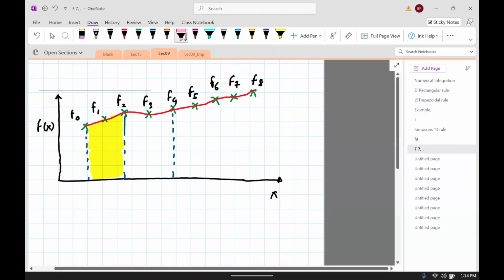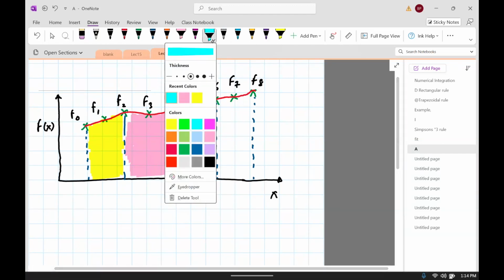Next, I will take the next 3 points, fit the quadratic. Next, take these 3 points, fit another quadratic. And then finally, take the last 3 points and fit another quadratic.